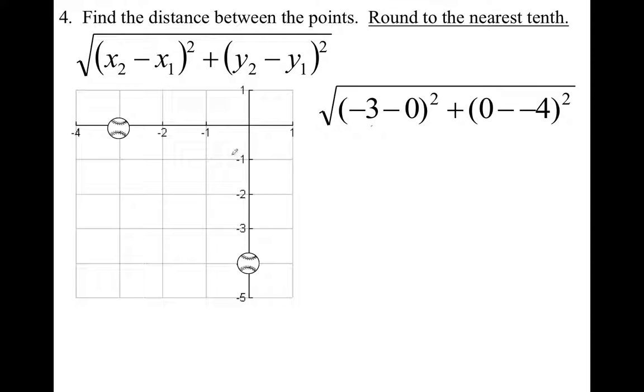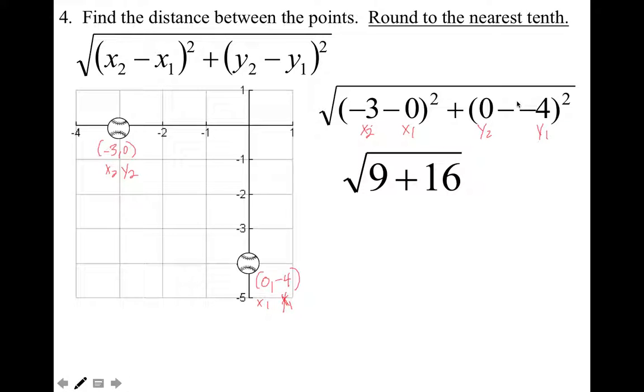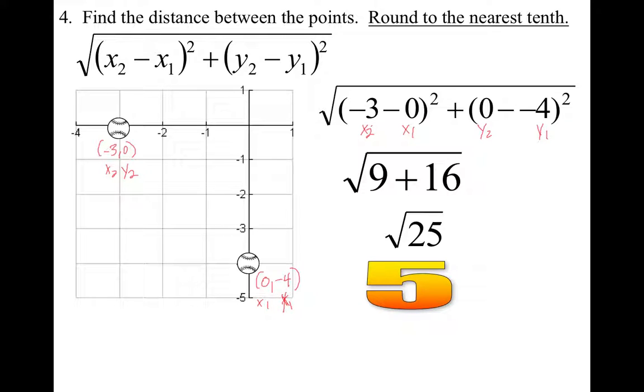And so now let's label this as, once again, this would be -3, 0. This would be 0, -4. This is my x1, y1. This is my x2, y2. And so when I look at it, once again, this is x2, this is x1, this is y2, this is y1. And notice what we have. We get a 9 plus 16, which gives us the square root of 25. And since I can simplify that radical, I end up getting 5 as my answer. So that's dealing with the distance formula.